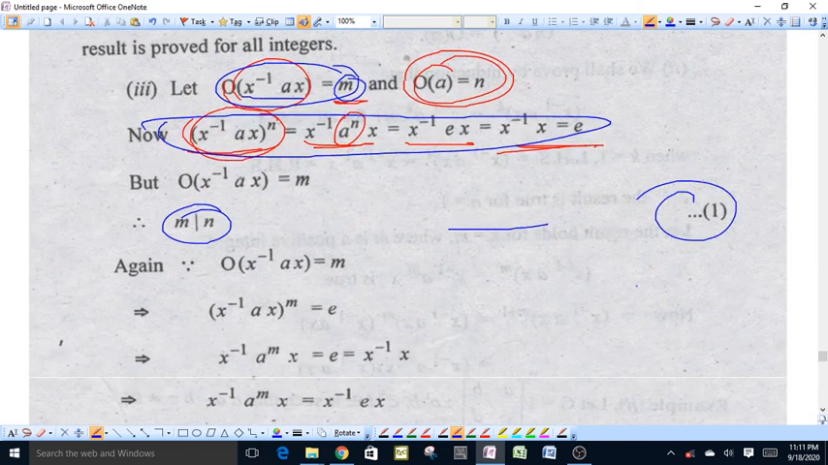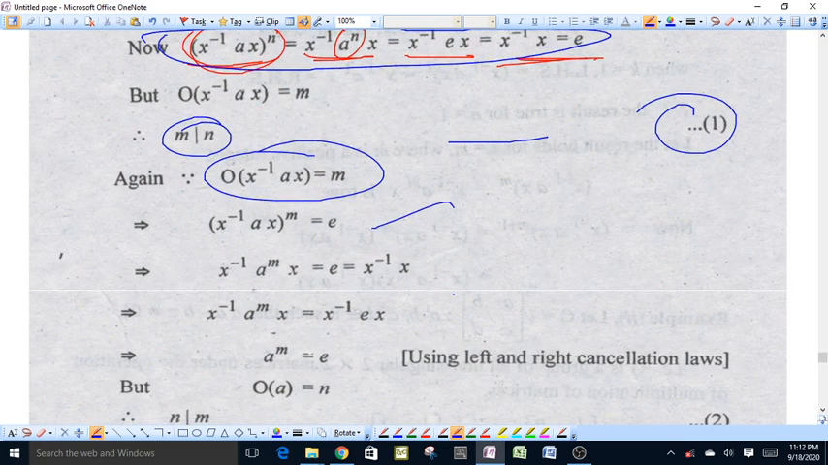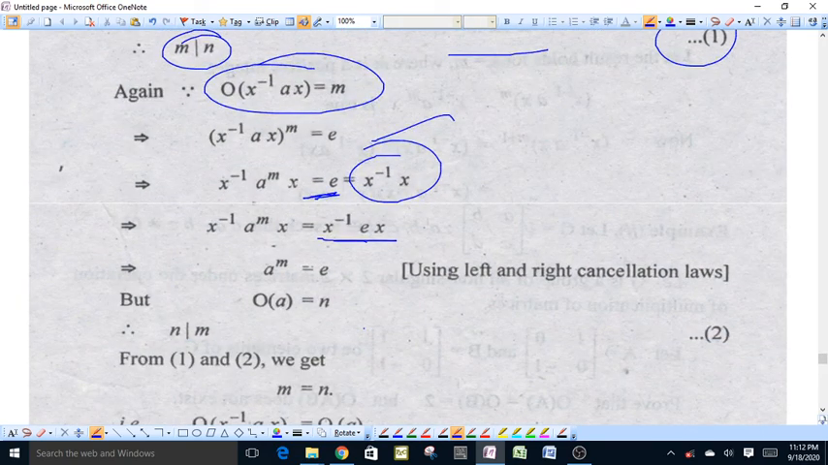Now again, because the order of x inverse A x is equal to m, this means (x inverse A x) raised to power m is equal to E. By using the property given in the first statement, x inverse A raised to power m x will be equal to E. E will be equal to x inverse x. This means x inverse A raised to power m x will be equal to x inverse E x. This means A raised to power m is equal to E, that is the order of A is equal to m.